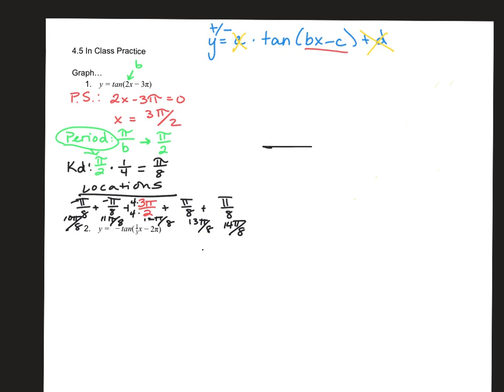So those are what I'm going to drop onto my x-axis, and it doesn't matter if you start at the left and go to the right, or start at the right, go to the left, or start in the center and work your way out. Just make sure you are reducing as you go. So the 10 pi over 8 turns into 5 pi over 4, 11 pi over 8, 3 pi over 2, 13 pi over 8, and then 7 pi over 4.